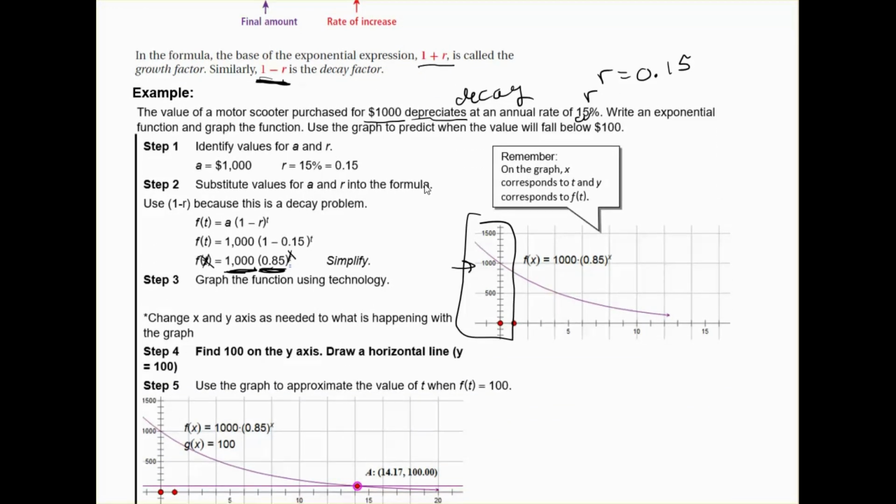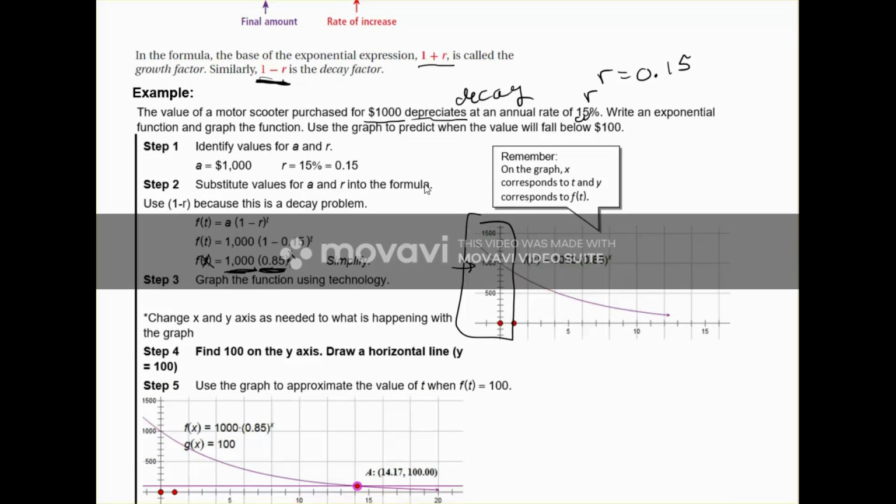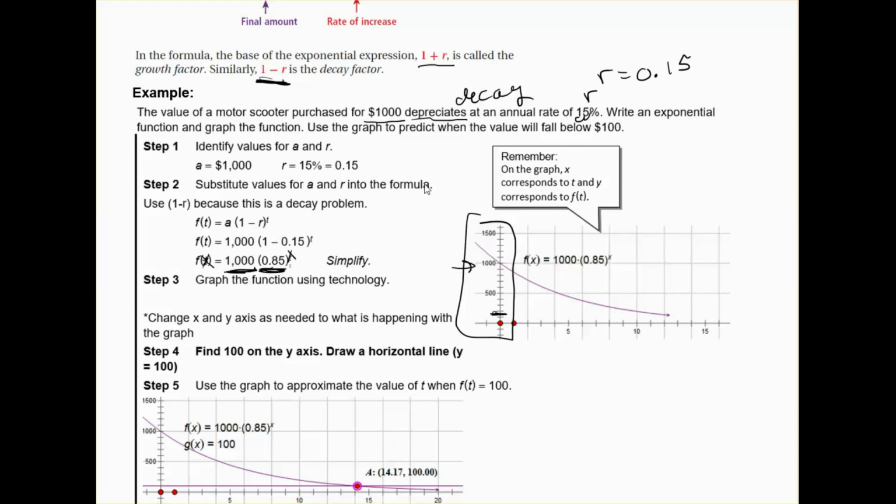Then often they will ask us to answer a question. So it says use the graph to predict when the value will fall below 100. Well, the cost is along the y-axis, so when it'll fall below 100 is about right here. So you could just estimate that it's going to take like 10, 11, maybe 12 years. But I'm just estimating, looking at the graph.